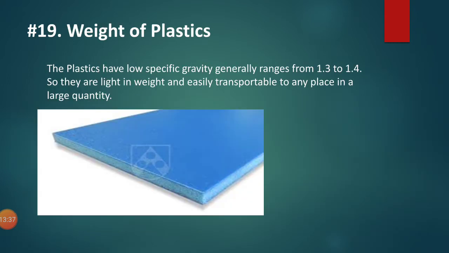Weight of plastics. Plastics have low specific gravity, generally ranging from 1.3 to 1.4. So as we can see, it's very low. So they are light in weight and easily transportable to any place in large quantity. This allows ease of transportation, which highly reduces construction costs. So this is one of the main properties of plastic which they are generally used for.